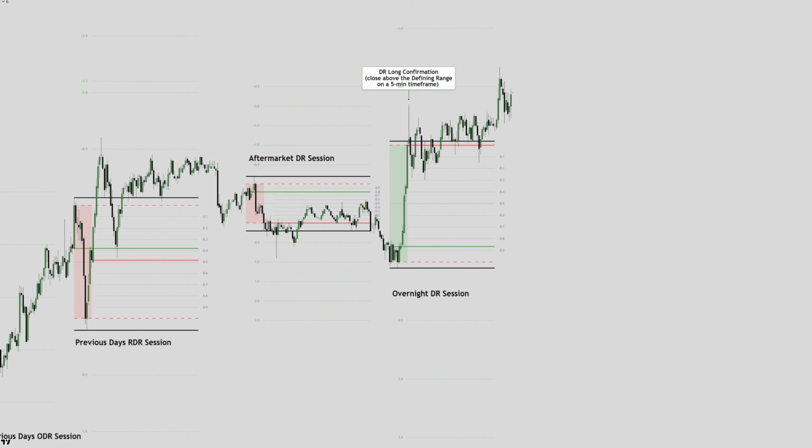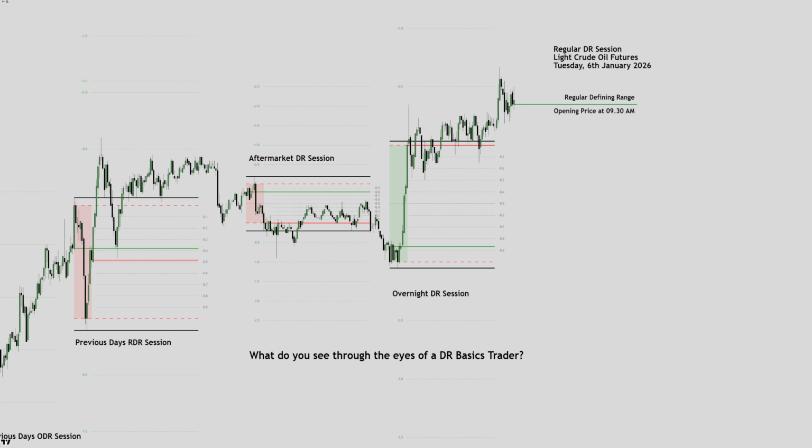Now fast forward to 9:30 a.m. when the most liquid session of the day begins. The regular defining range opens with this 5-minute candle. Pause for a moment and ask yourself, what do you see here through the eyes of a DR Basics trader?